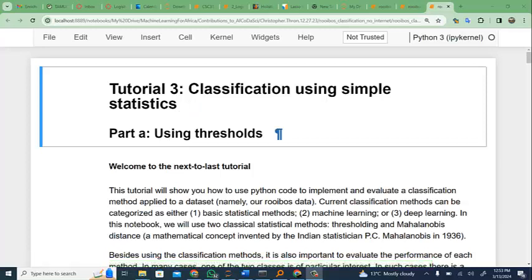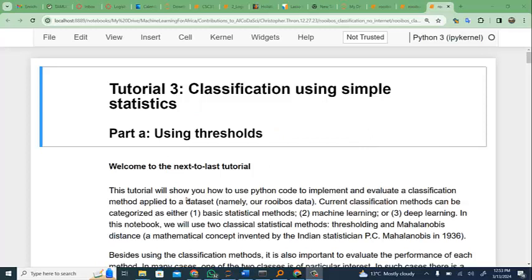So in this particular video, we're going to talk about using thresholds. Now, what is a threshold? A threshold is a level above which you make one decision and below which you make another decision. So thresholds are very common in classification. If I classify between two classes based on one continuous variable, then typically I will use a threshold to distinguish between the two classes. And we'll see how that works below.